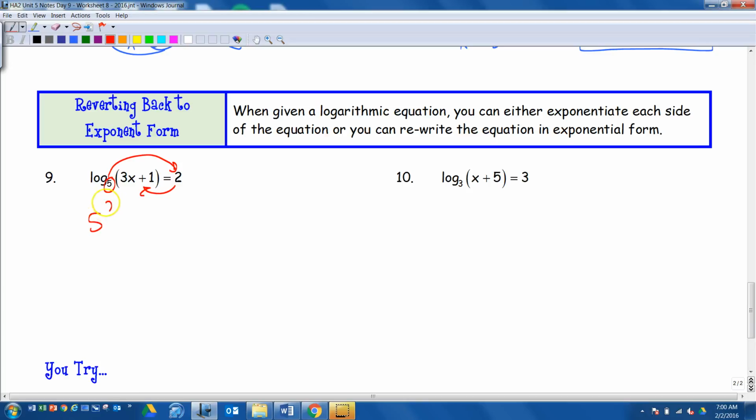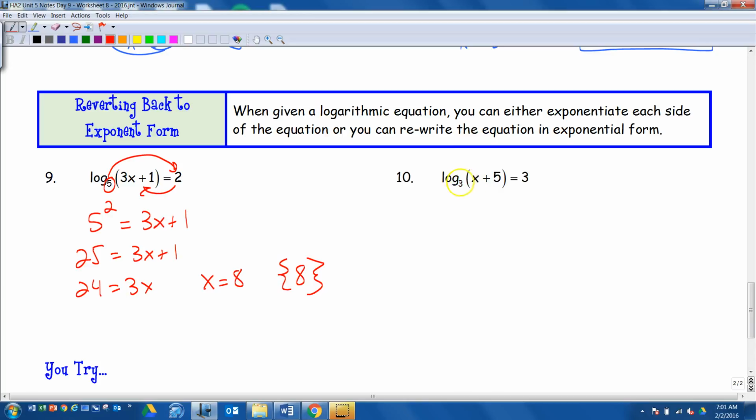So 5 squared is equal to 3x plus 1. I just rewrote it. 25 is equal to 3x plus 1. 24 is equal to 3x, so x is equal to 8. Do a quick check. If I put an 8 in there, sure enough, it's positive, it'll work. So we have 8.